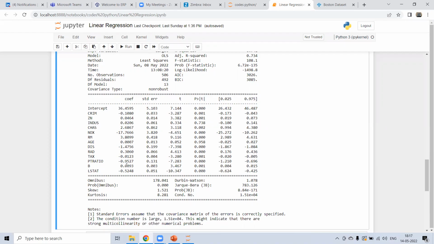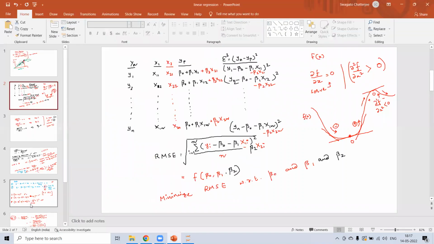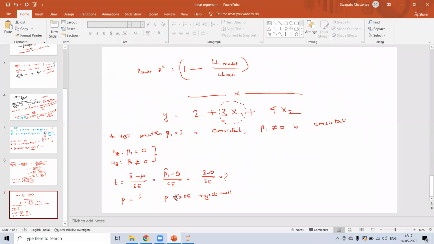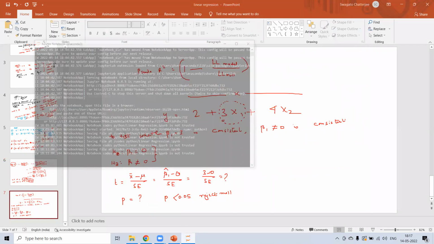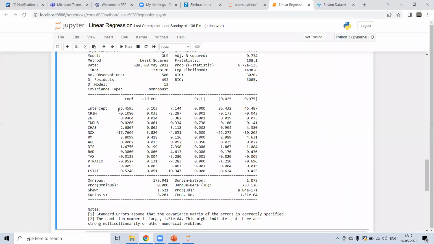And T statistics are calculated to check whether these beta values, the coefficient values that I got, are significantly different from 0 or not in the population. So to do that, we basically divide this coefficient with the standard error. Why? Because the T statistic, if you remember, is beta 1 minus 0 by the standard error, that is, the estimate by standard error. So that's my T statistics. So 36.45 by 5 comes to be 7.144, and so on. 17.766 by 3.8 comes to be 4.7651, and so on.